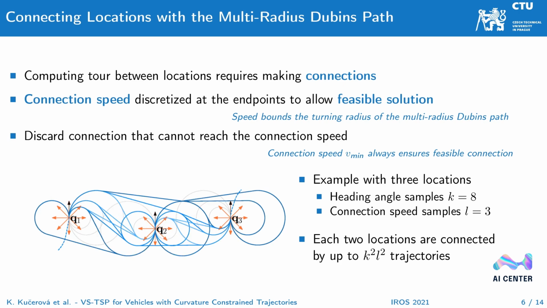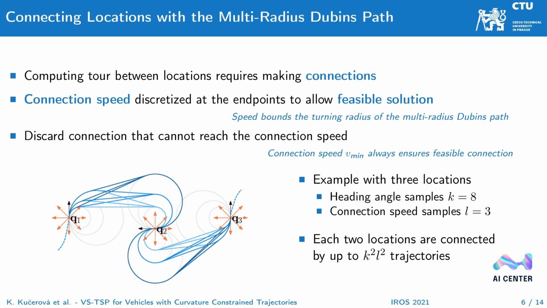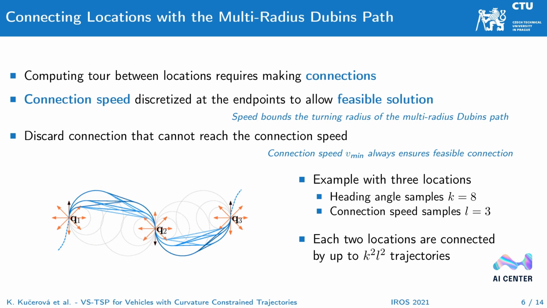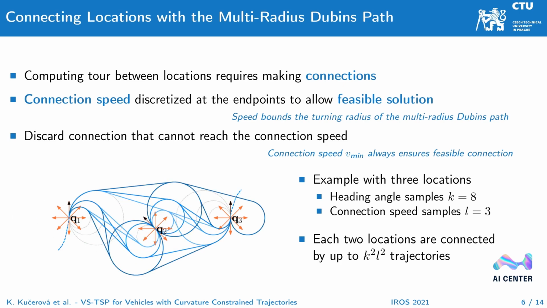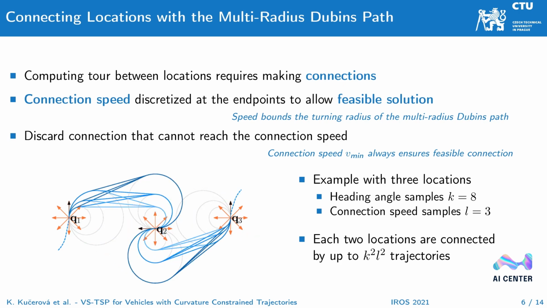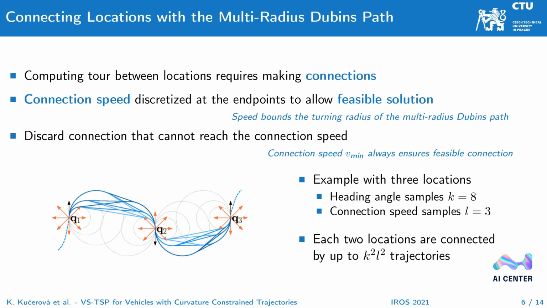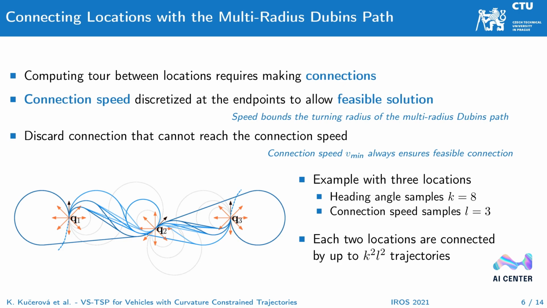Both heading angles and speeds are discretized in a given range, and the samples are used to create the configuration for the multi-radius Dubins path. Some trajectories for a particular combination of increased speeds might become infeasible, but we always include the minimum speed for the minimum turning radius, therefore the solution can always be found.